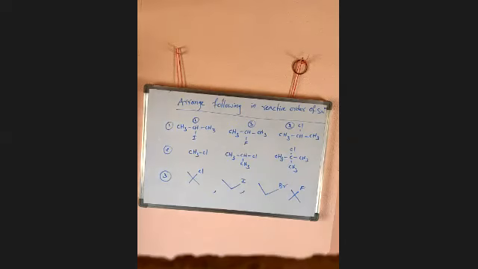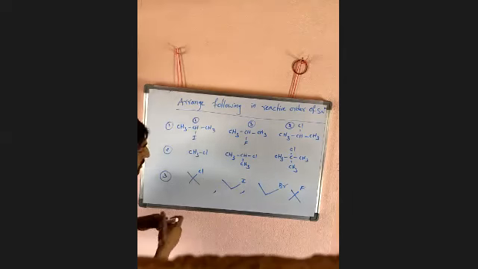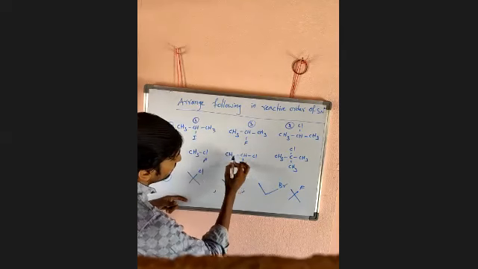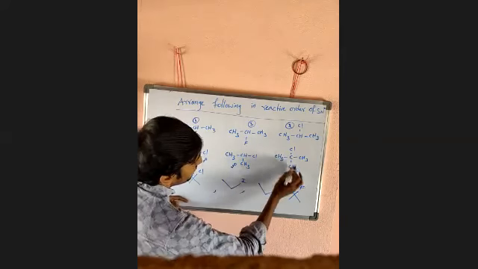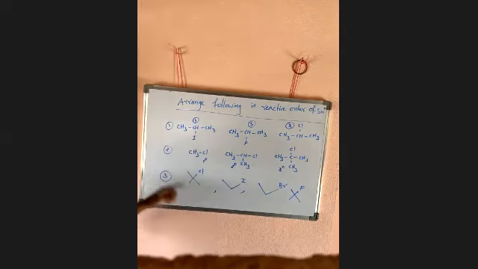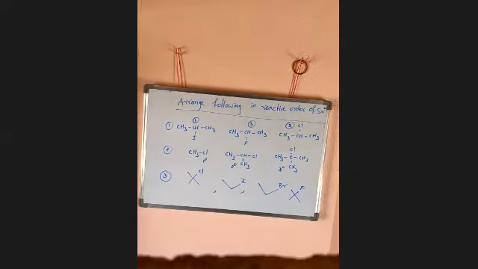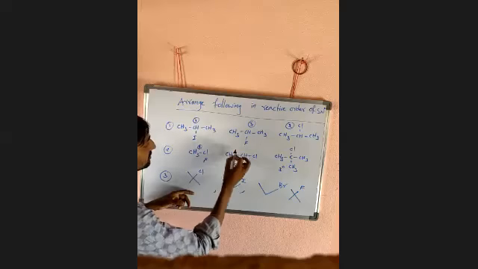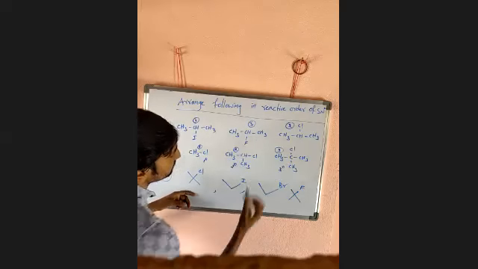Now, how to consider primary, secondary, tertiary? If a carbon is linked with only one carbon, it is primary; with 2 carbons, secondary; with 3 carbons, tertiary. Now I told you primary is more reactive than secondary, and secondary is more reactive than tertiary. So definitely the first one gets first position, then second position, then third position.